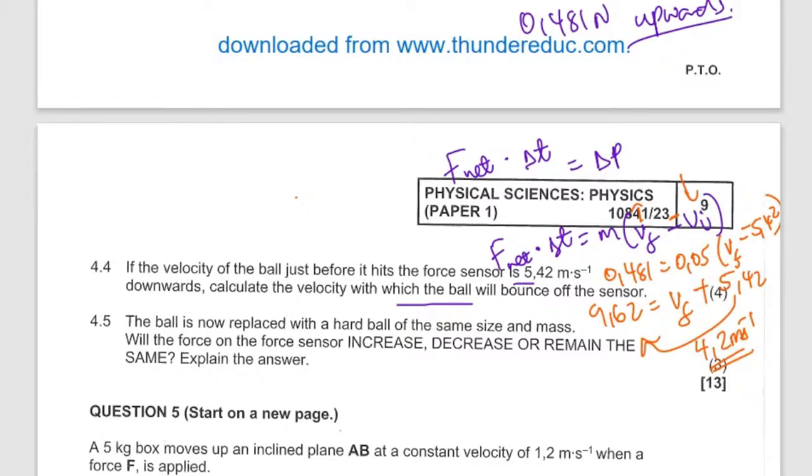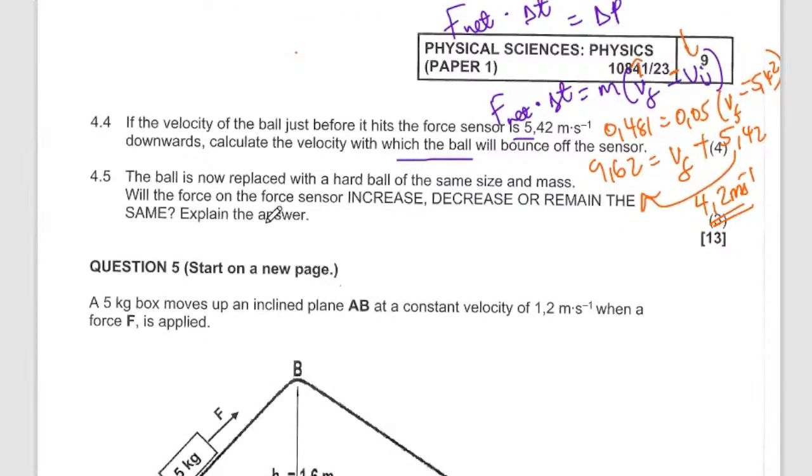Then 4.5, we've been told that the ball is now replaced with a hard ball. Remember, the previous one was a soft ball. Hard ball of the same size and mass. Will the force on the sensor increase, decrease, or remain the same? Now, with the soft ball, we know that it will tend to take more time in contact with the sensor, whereas the hard ball takes less time. So in this case, it's going to increase.